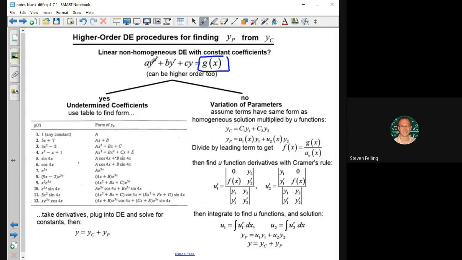You have to divide by the leading coefficient to get a new right-hand side. And then you use that the derivative is equal to the Wronskian on the bottom, and then the Wronskian with the row or the column replaced with zero and the right-hand side corrected function. And then you integrate to find the u's. All right, so those are all the procedures from chapter 4 that work with higher order differential equations that we've learned so far.